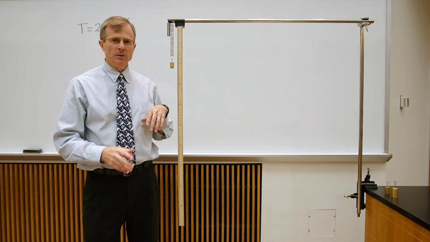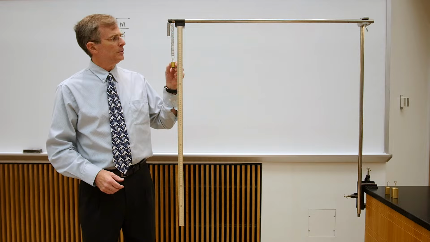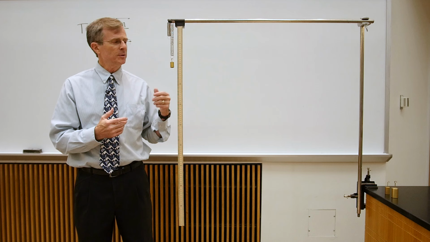So now we want to look at the dependence of the period on the mass and the spring constant, and also the amplitude. First the amplitude, and in order to just get a rough idea about how the period depends on amplitude, let me look at a couple of different amplitudes. Here's a fairly small amplitude. Here's a medium amplitude.